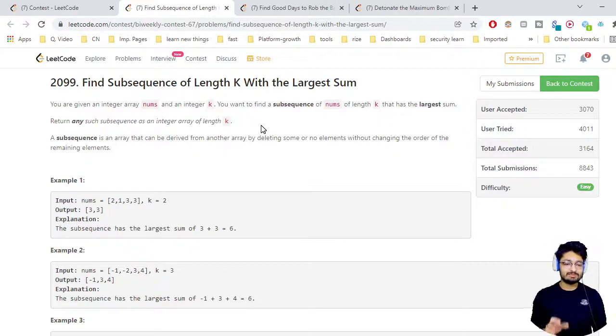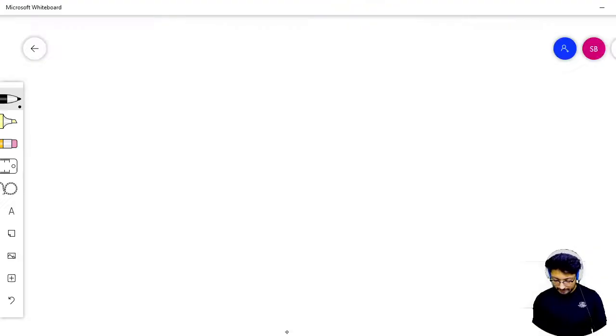Subsequence means that from an array you can derive another array by deleting some elements, or not deleting some elements. So if you are given this nums, you have to find a subsequence of length k that has the largest sum. If you take 3 and 3, then that can be a possible sum. A subsequence is just like you take some elements out of this nums array so that a new array is formed, but the sequence of the elements that you have extracted should be the same. Okay, that's the whole problem.